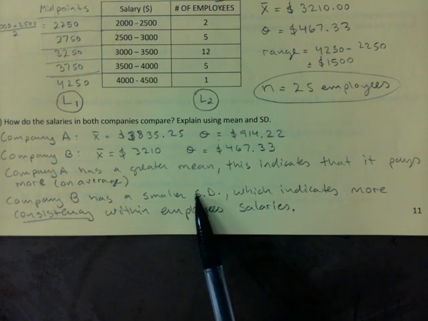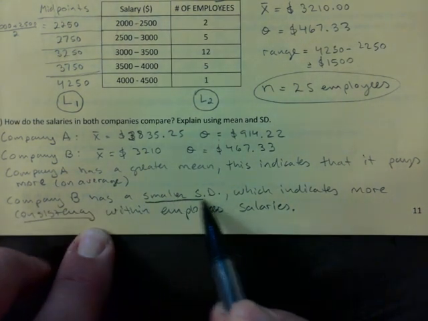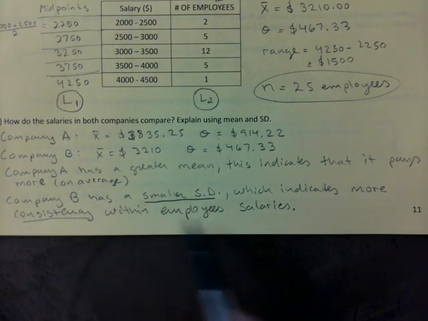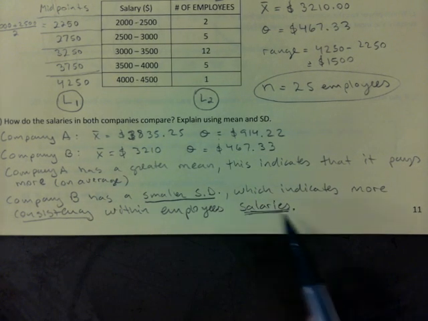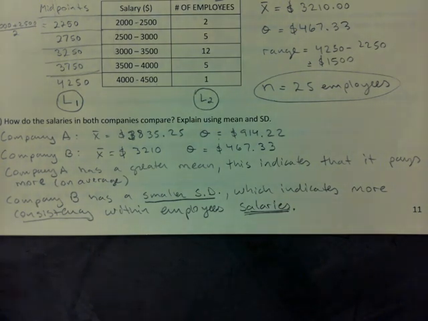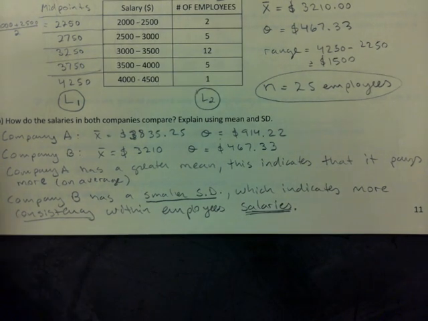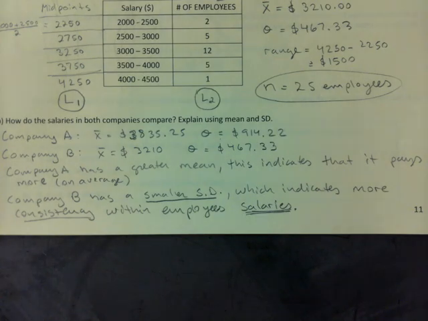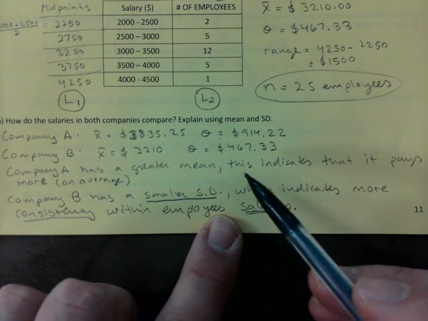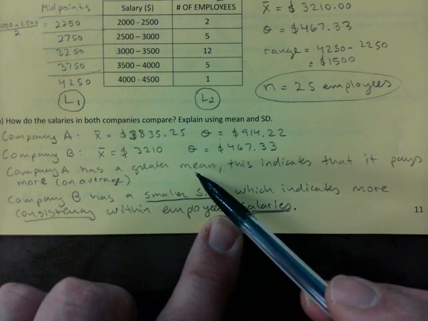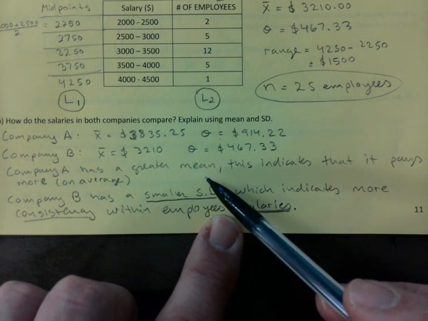If you have a smaller standard deviation, it indicates more consistency within what? Within salaries, right? So kind of connected to the context at hand here. Why do you think company A may be a bit more inconsistent? What will have driven the inconsistency?